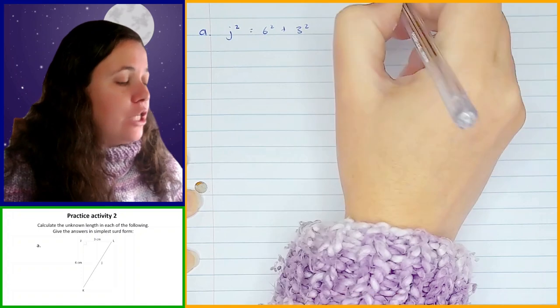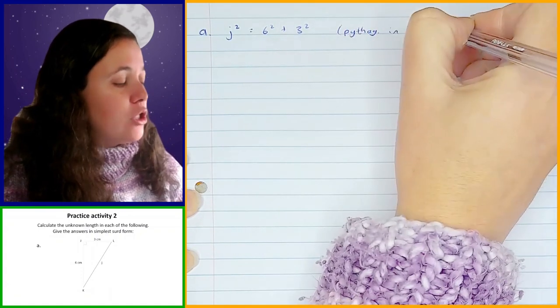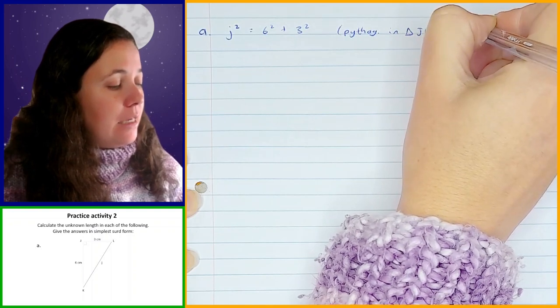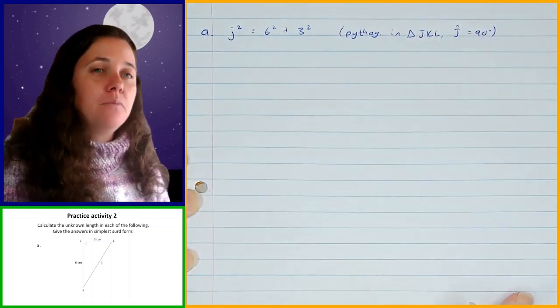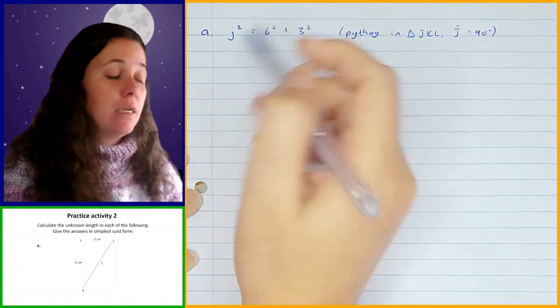in triangle JKL, because J is a 90 degree angle. So that is the start of my question. What I need to do now is go and work this out.